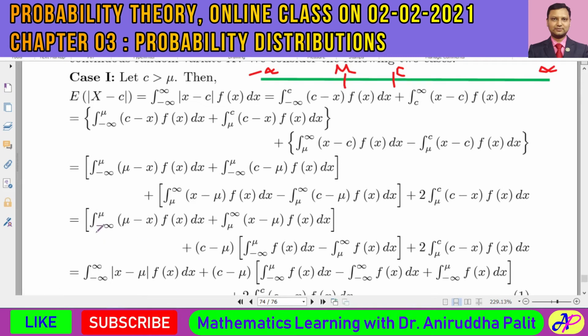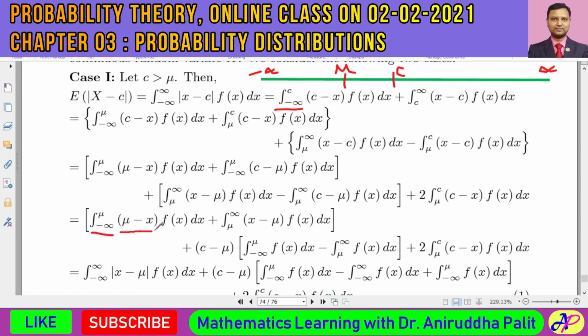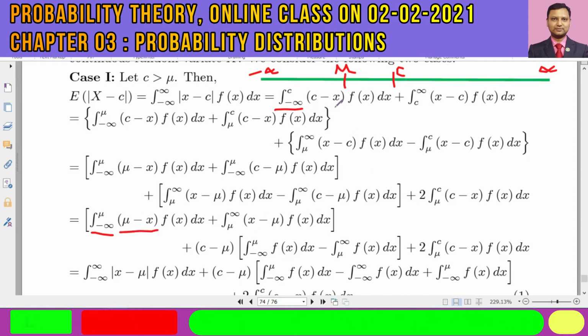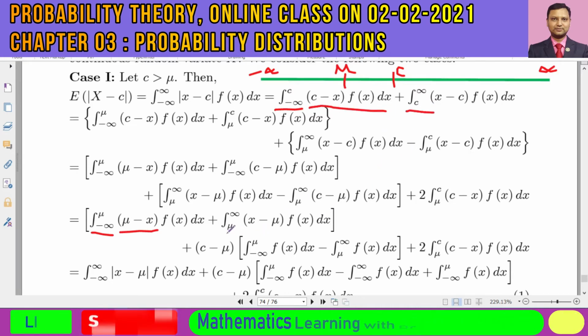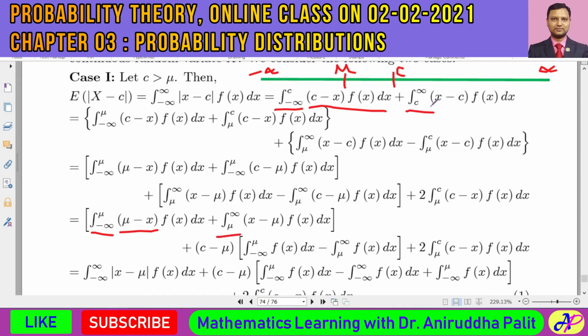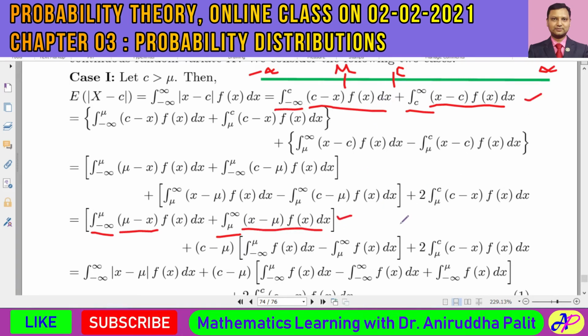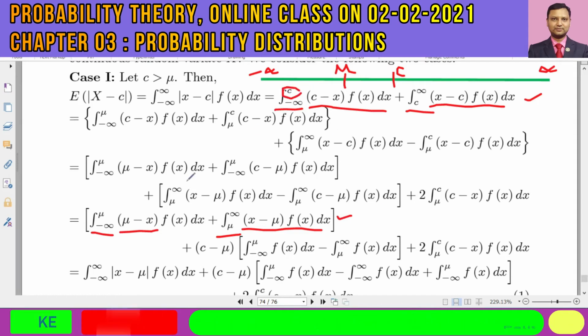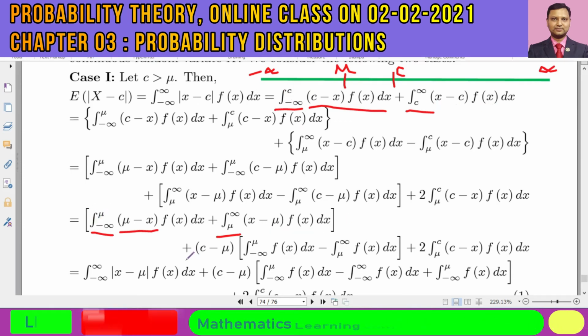What we have is the integral from minus infinity to mu of mu minus x fx dx. We had c minus x fx dx, and in the second integral, in place of c to infinity we have mu to infinity, and in place of x minus c fx dx we have x minus mu fx dx. So this integral and this integral are exactly similar, just in place of this number c we have this number mu. Got it?